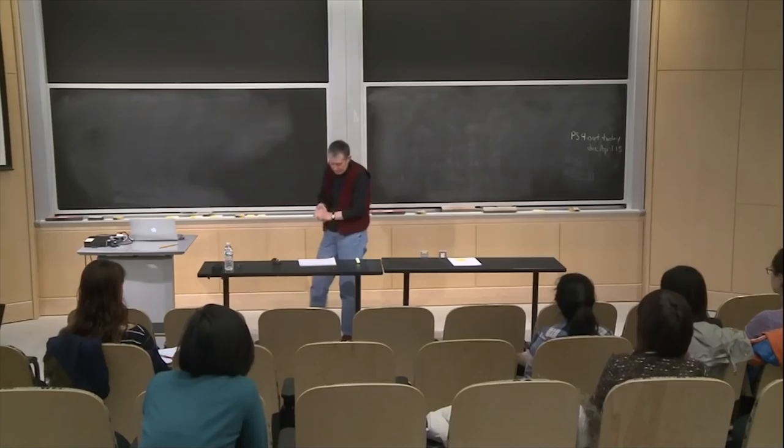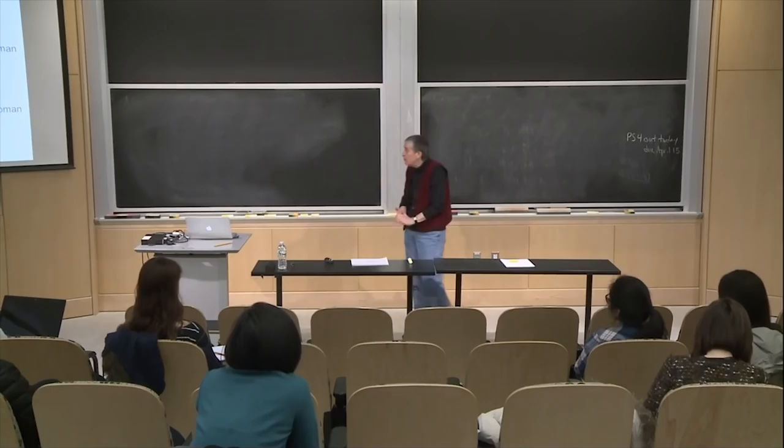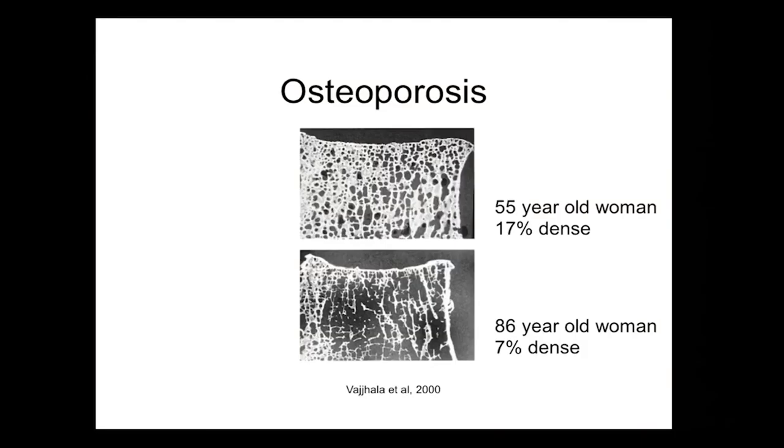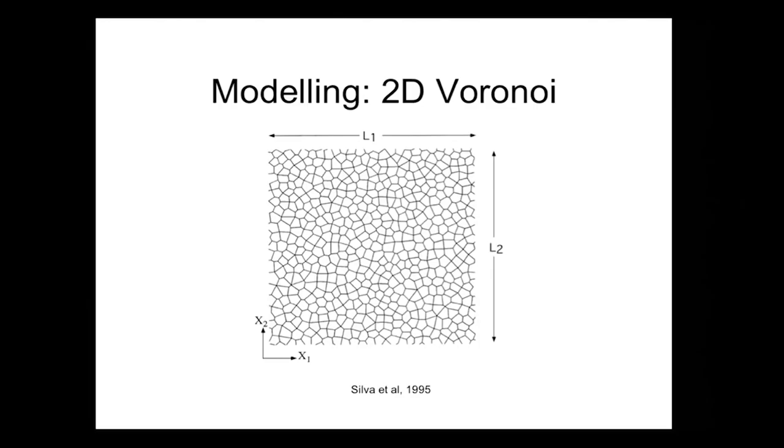Okay, so let's go back to talking about the bone. And I think last time we kind of left off more or less here. So this was a slide of what osteoporosis looks like. And you can see the bone loss is a combination of thinning of the struts and resorption of the struts. And we wanted to try to model this in an engineering sense. And the way we did that is we used our Voronoi honeycombs. So the bone has an irregular structure, and we wanted to see if we could model something that had an irregular structure. So we used the Voronoi honeycomb.